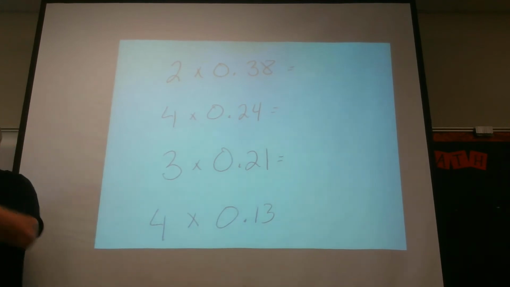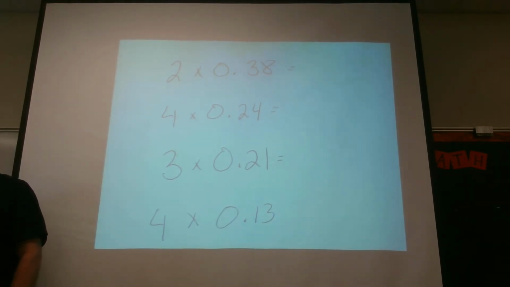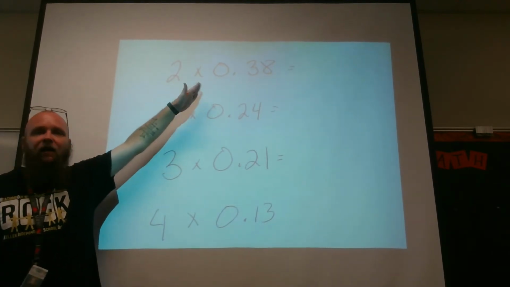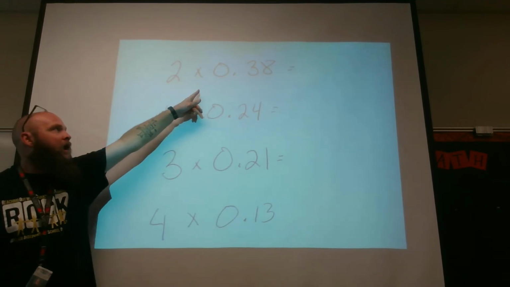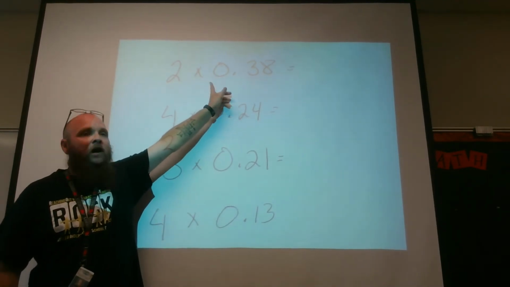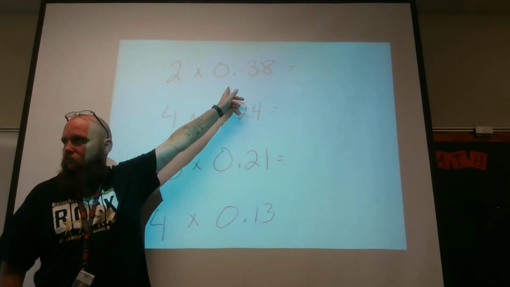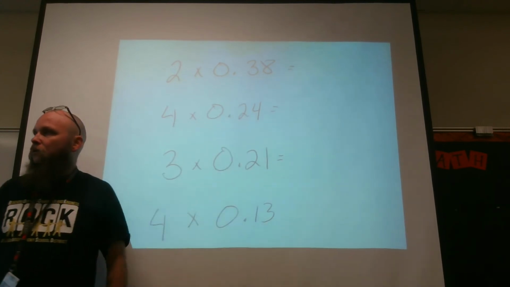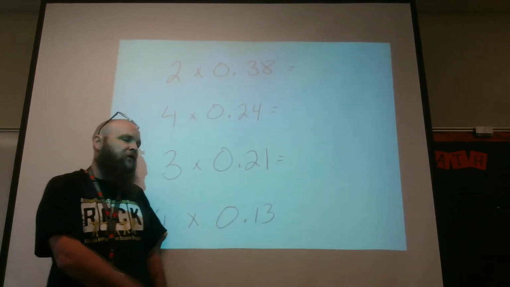Yes, ma'am? So before the point, it cannot be anything but 2? Good. Your whole number is not going to have a 2 in this place. Your whole number has to be 1 or 0. Whole number, the number in front of the decimal point.